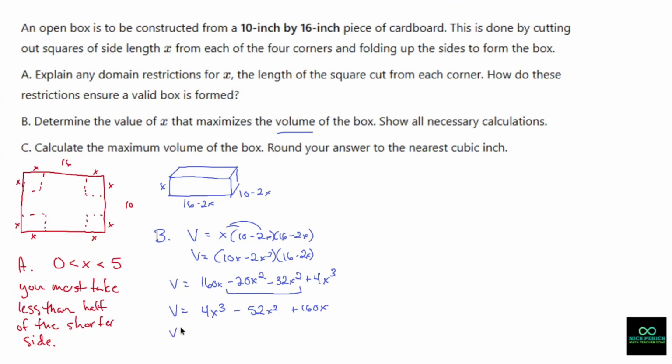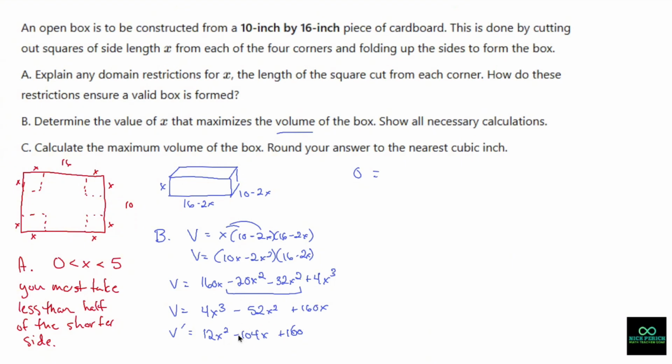So the derivative of this is v prime equals the derivative of 4x cubed, which is 12x squared. The derivative of negative 52x squared is negative 104x. And then the x just drops away, leaving 160. See, no one will ever know. Let's move that up here and set it equal to 0.